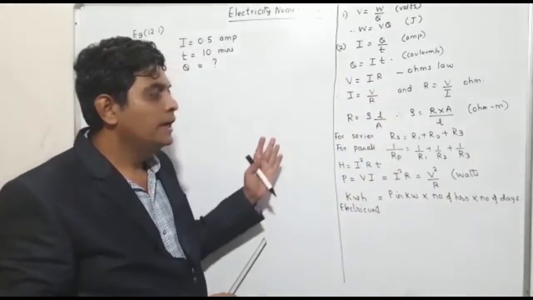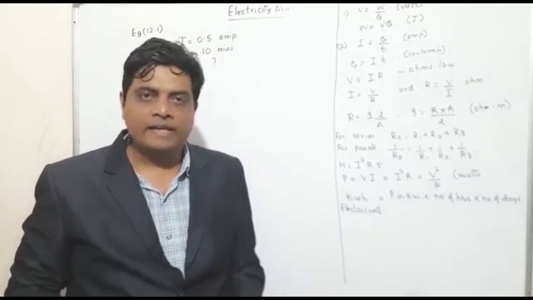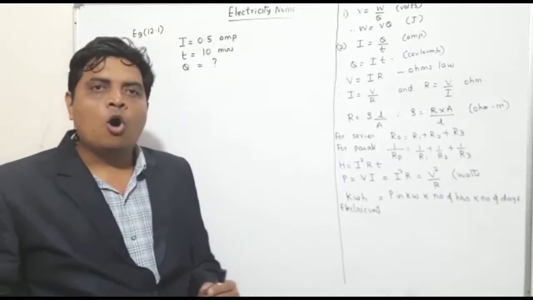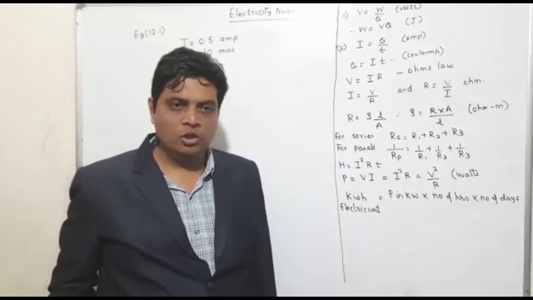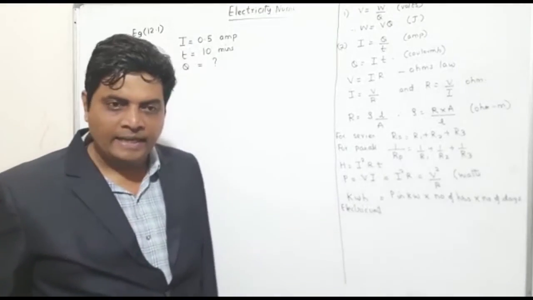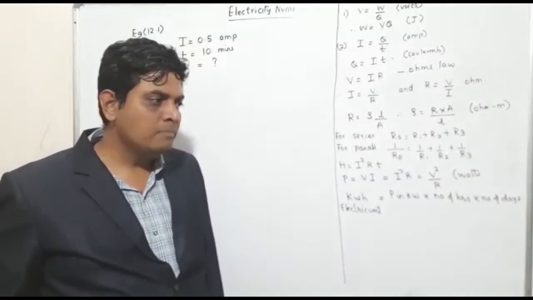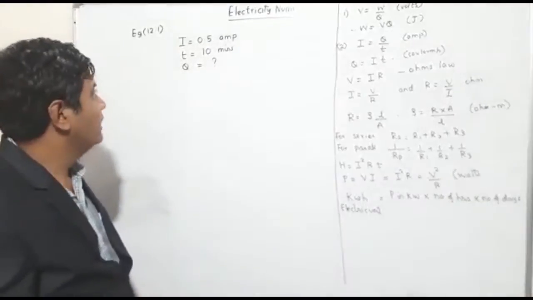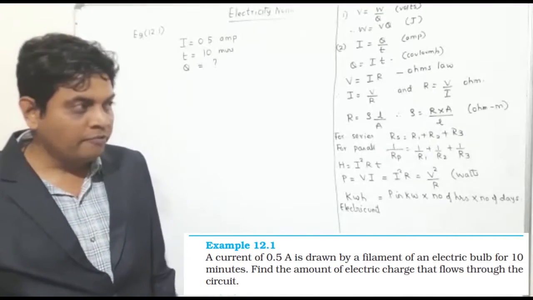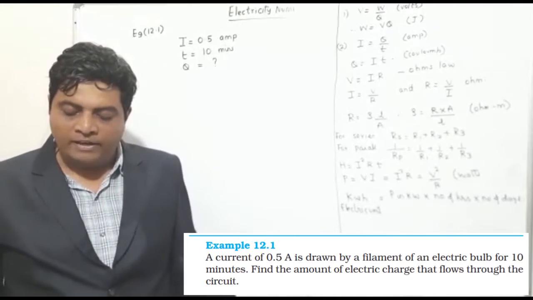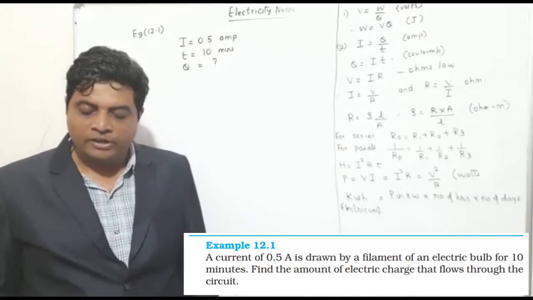Numericals of electricity chapter are very easy. We will be solving all the in-text questions, solved examples and exercise questions. So one by one we will be solving in-text questions and exercise problems. So let us start with the solved example. Solved example 12.1. What is given? A current of 0.5 ampere is drawn by a filament of an electric bulb for 10 minutes.